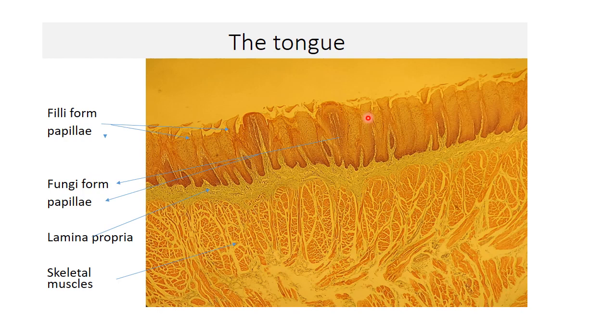And there is another type of papillae. It is the fungiform. You can see it here, mushroom-like, and the core of the fungiform papillae is composed of lamina propria. The core of the tongue is composed of different directions of skeletal muscles.